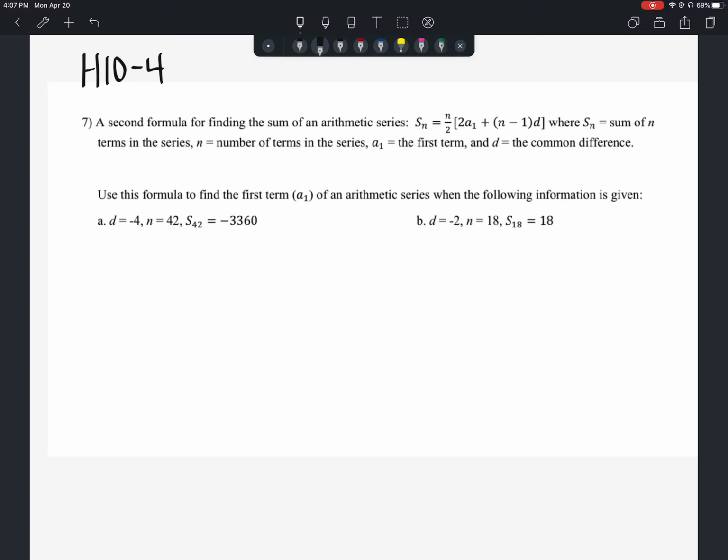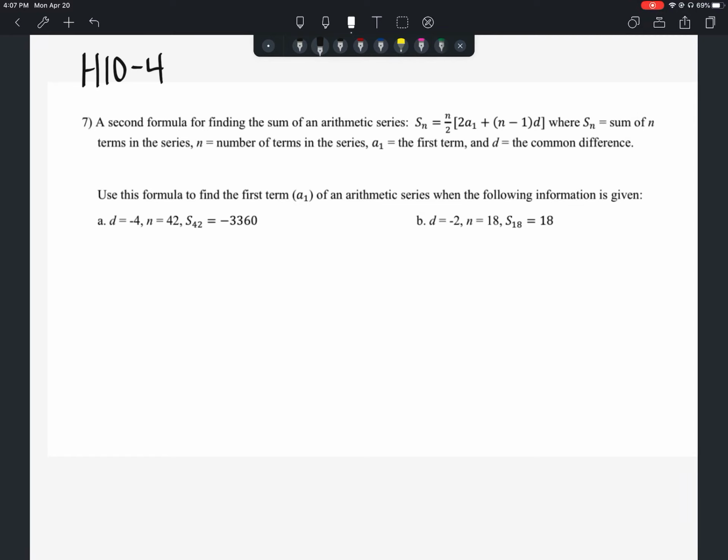This is problem number 7 from the H10-4 homework. The directions state, a second formula for finding the sum of an arithmetic series is S sub n is equal to half the number of terms, or n divided by 2, times 2 times a sub 1 plus the quantity of n minus 1 times d, where obviously S sub n is the sum of n number of terms in the series, n is equal to the number of terms in the series, a sub 1 is the first term, and d is the common difference.